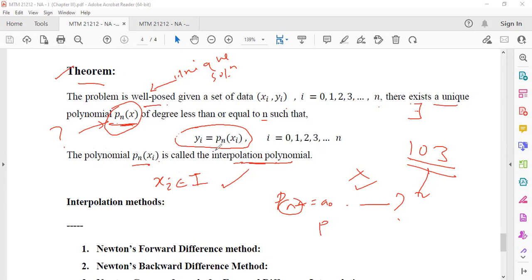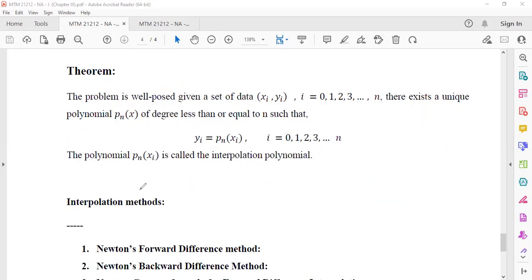If you can, write it down or take a screenshot. Anyway, I will try to send it, but not sure. So from this theorem only, we have defined our definitions.